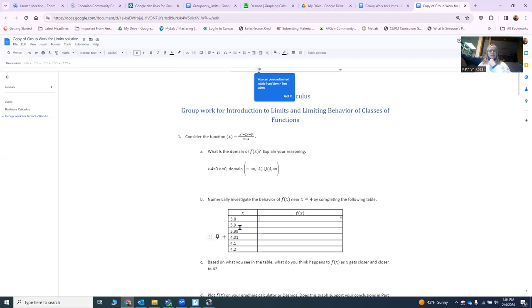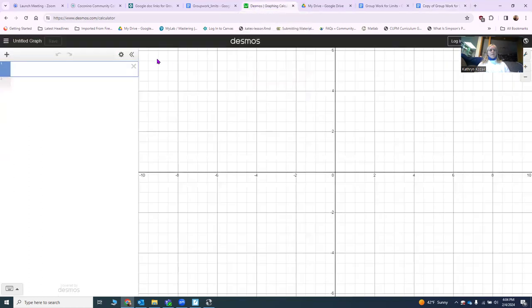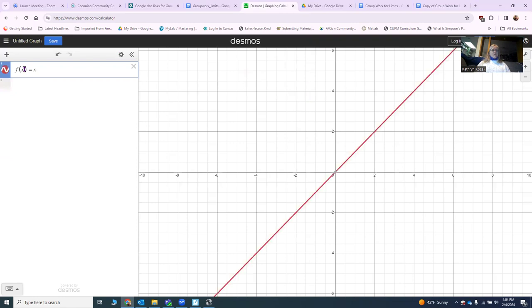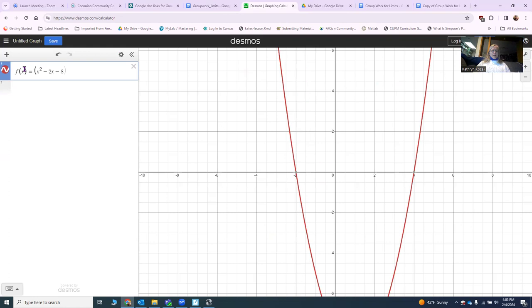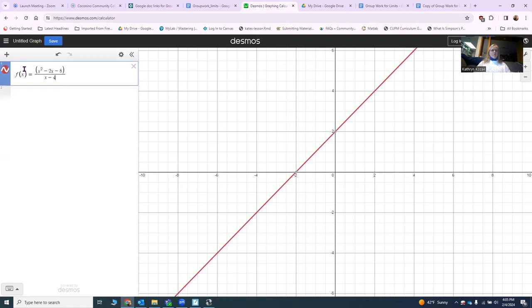And I realize that we probably don't have enough for you really to see what's going on, so you might need to add some more in there. I'm going to use Desmos to help me with this. I'm going to type in my function, f of x equals x squared minus 2x minus 8 divided by x minus 4. And then I can have it evaluate the function for me by doing a table.